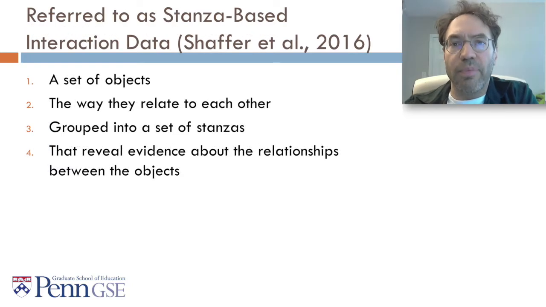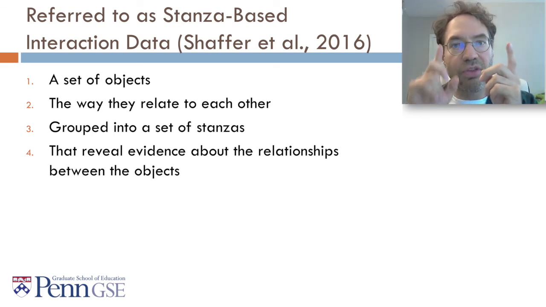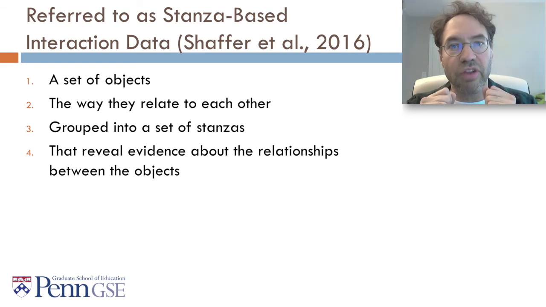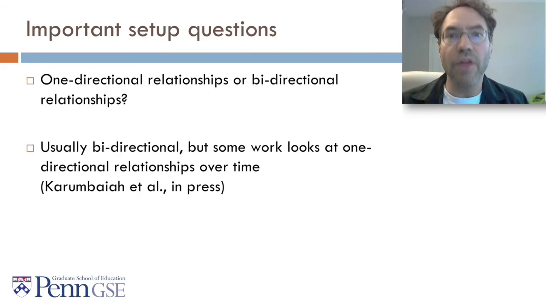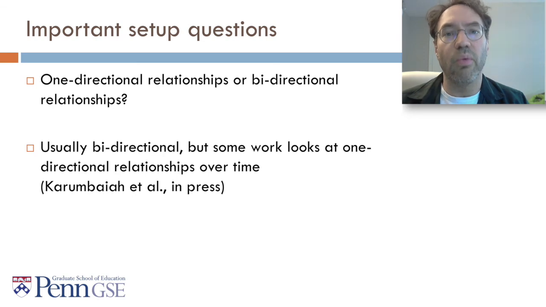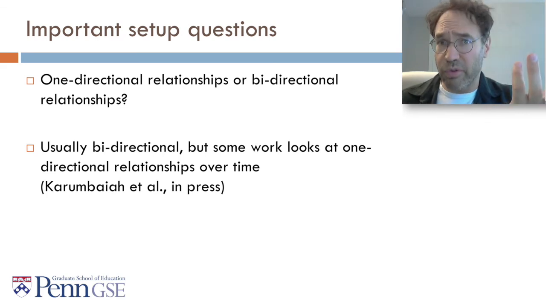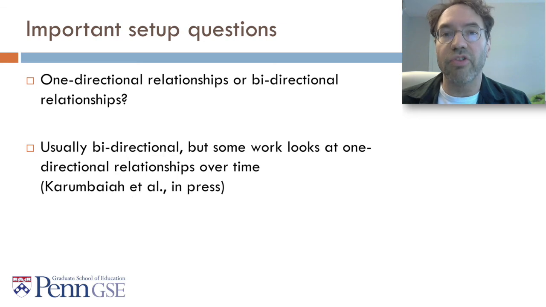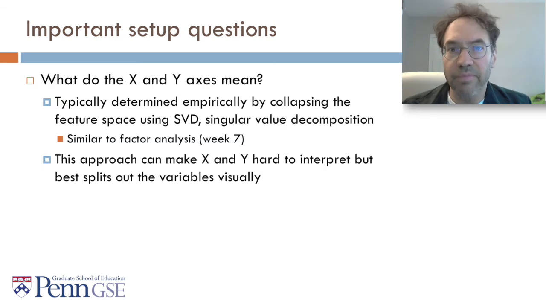How you choose to set up your model comes down to what Schaefer and his colleagues refer to as stanza-based interaction data: a set of objects, the way they relate to each other, grouped into a set of stanzas that reveal evidence about the relationships between the objects. Another important question, and it's one you'll also see in social network analysis, is, are you looking at one-directional relationships or bidirectional relationships? Usually, like the examples we've looked at today, ENA is bidirectional, but some work does look at one-directional relationships over time.